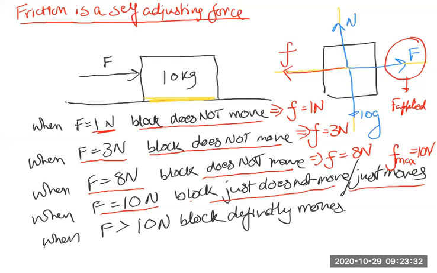Right? Therefore, both these statements are valid because F is equal to 10 Newton is the boundary condition. 10 से just नीचे रहेंगे, block will not move. 10 से just ऊपर हो जाएंगे, block will definitely move. Therefore, at 10, we will say that the block just does not move or the block just moves. Both these statements accurately describe what is going on.